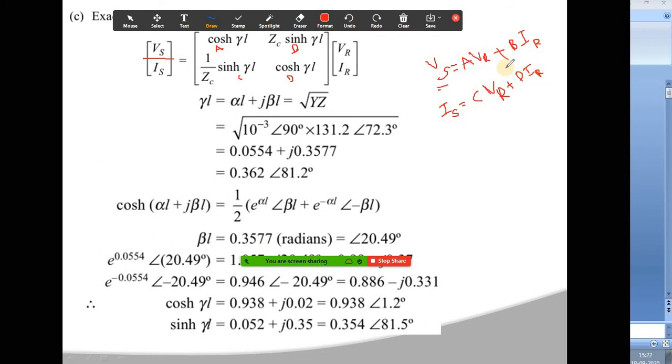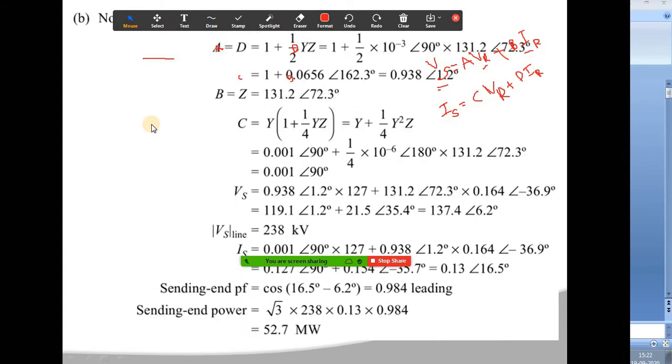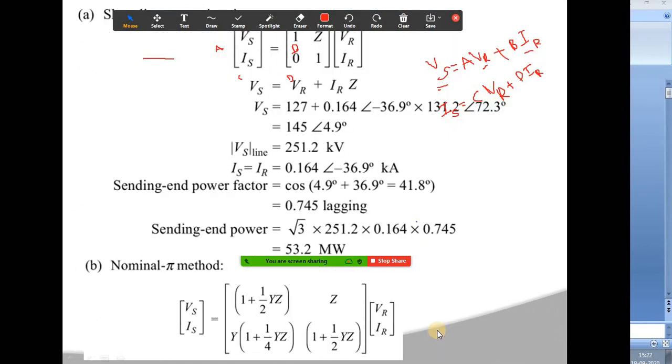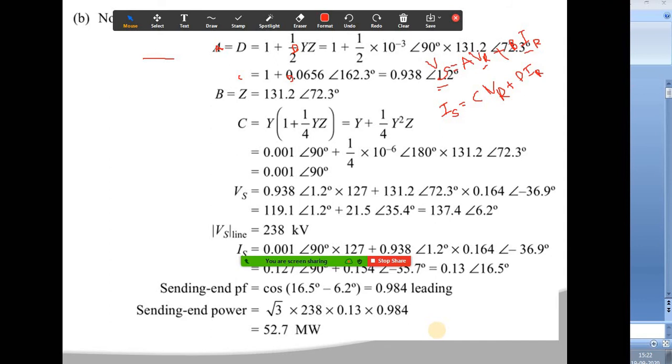Okay, so now you know the values of A, B, C, D, and you also know the values of Vr and IR. We calculated them previously. Vr is 127 at an angle of 0 degrees. Vr is the reference, so it is at an angle of 0 degrees, and 127 is the phase voltage. IR is 0.164 at an angle of minus 36.9 degrees. Now you can calculate the sending end voltage and sending end current.